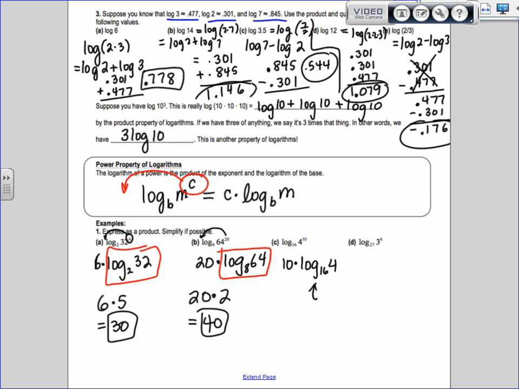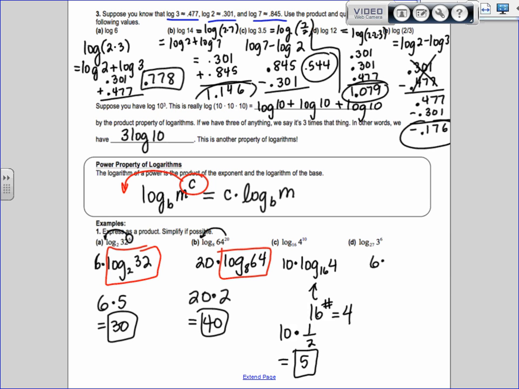Okay, what we're saying here is that 16 to some number gives me 4. Close. 1/2, that's right. It's the square root of 16, right? 16 to the 1/2. So this becomes 10 times 1/2. So we get 5. Do you guys all understand that? Yeah. Okay. All right, next one.